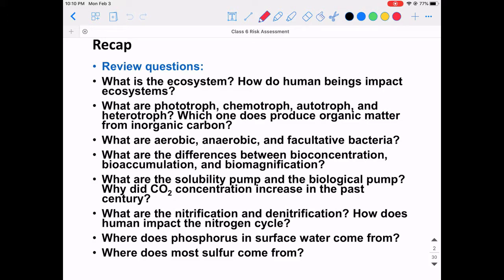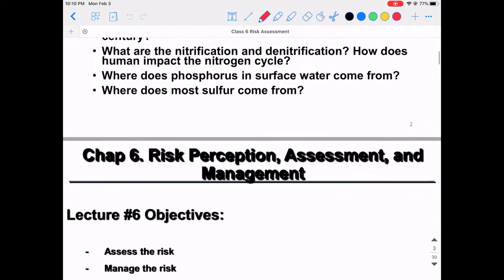And also, what are aerobic, anaerobic, and facultative bacteria? What are the differences between bioconcentration, bioaccumulation, and biomagnification? Also, what are the solubility pump and the biological pump? What are nitrification and denitrification? What nutrient cycle are they used in? And where does the phosphorus in the surface water come from? And finally, where does most sulfur come from?